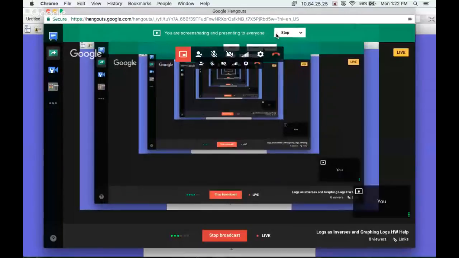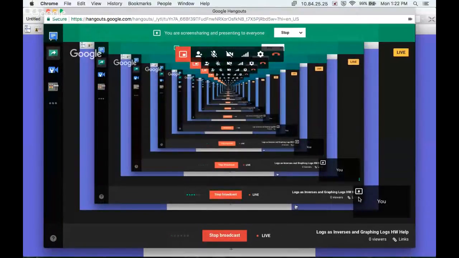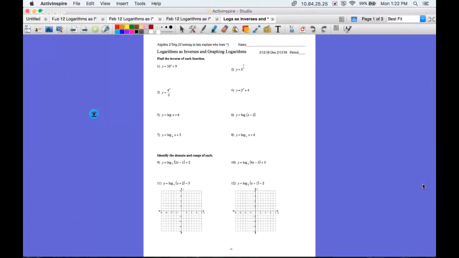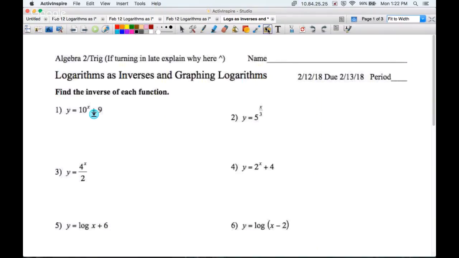Let me just make sure you can see this. Doesn't look like you can. That looks right. Okay, getting started. So this will be our answer key.